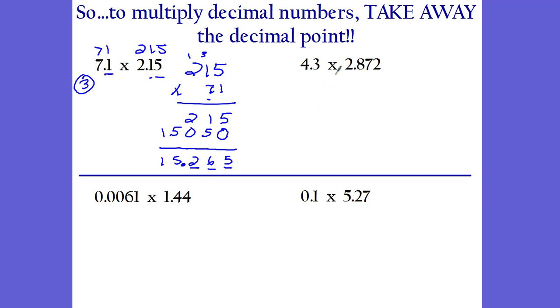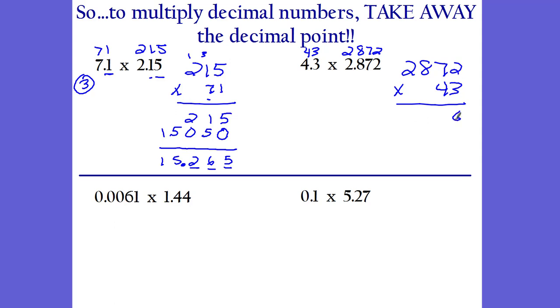Okay, let's do the next one. Same thing. If I take away my decimal point, my 4 and 3/10 becomes the whole number 43. If I take out my decimal point, I get 2,872. So we do the math. 2872 times 43.